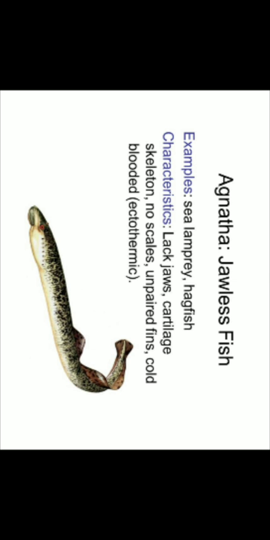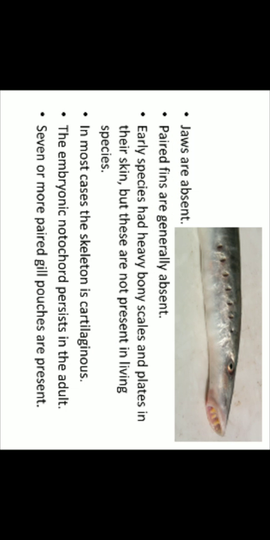They lack jaws, and a cartilage skeleton is there. No scales are seen, and they have no unpaired fins; fins are not present in pairs. They are cold-blooded, that is, ectothermic animals. You can check out how jaws are absent and a sucker is seen in place of the mouth. Paired fins are generally absent here. Early species had heavy bony scales and plates in their skin, but these are not present in living species. In most cases, the skeleton is cartilaginous, as we have seen.